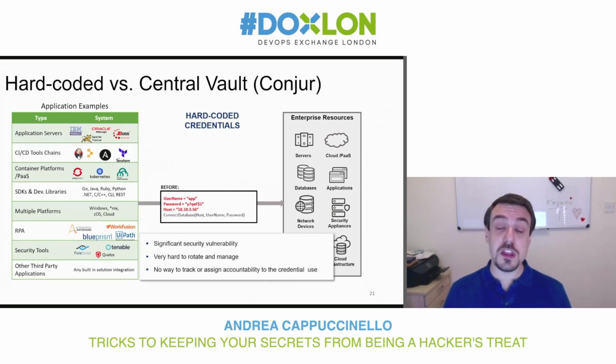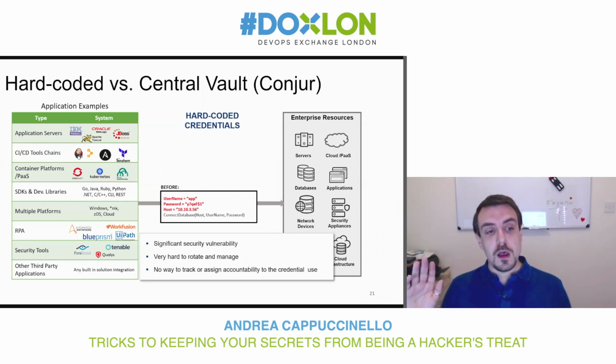There's a significant security vulnerability here. They're very hard to rotate and manage, because imagine a developer that has a hard-coded credential never knows when and if by rotating that credential they will cause some blackouts in some other parts of the infrastructure. So you never know if by just rotating some critical credentials, some other applications might not be able to connect to the targets anymore. There's also no way to track or assign accountability to the actual credential used, because you don't really know which application is actually accessing the target. We don't know the identity of the application.